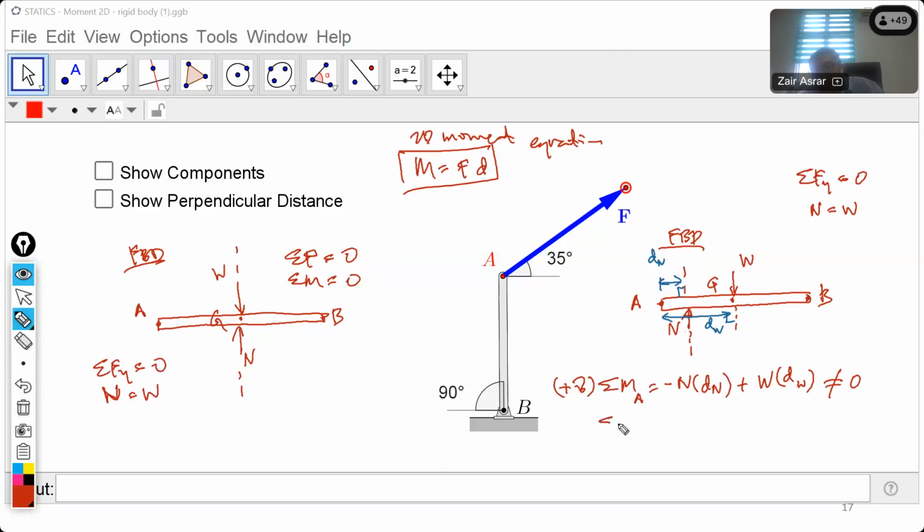If we do the same calculation now using a different point, let's say point G, what will happen at point G? At point G, we start off with N first. We have N multiplied with the distance. The distance from N to G will be, in this case, dW minus dN.